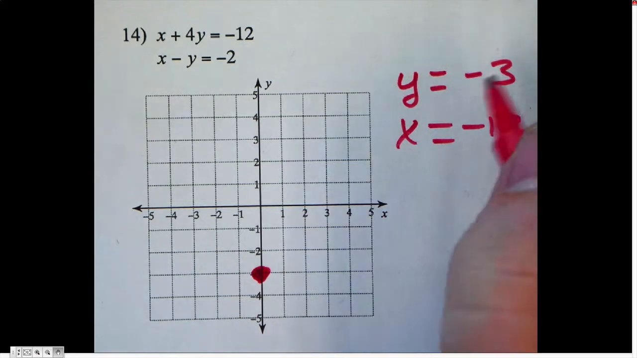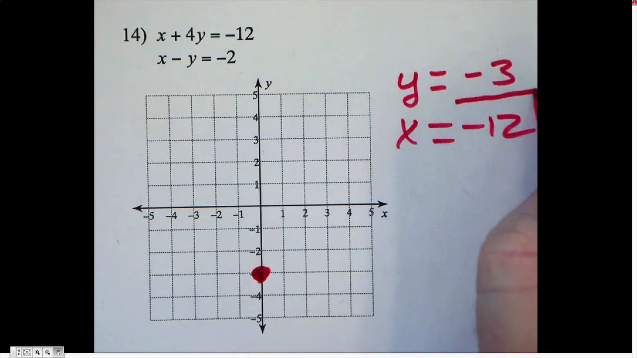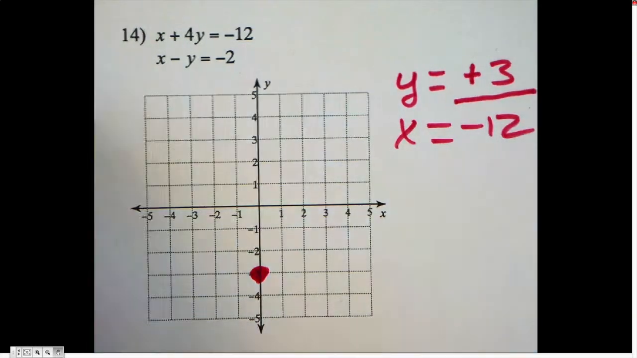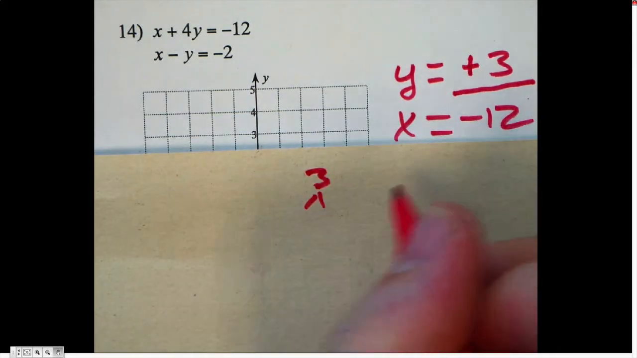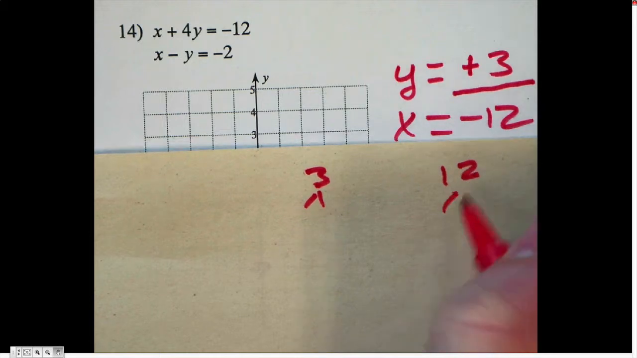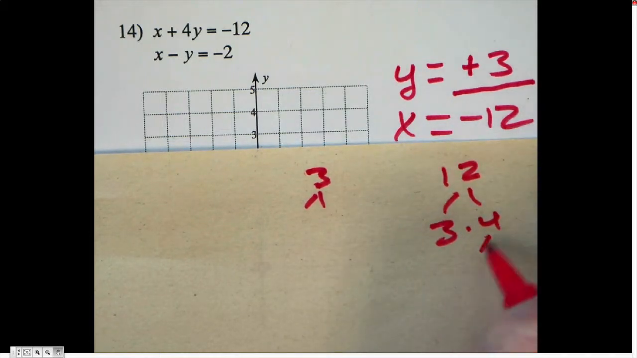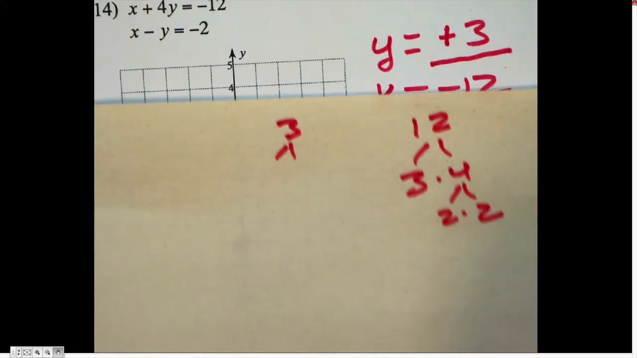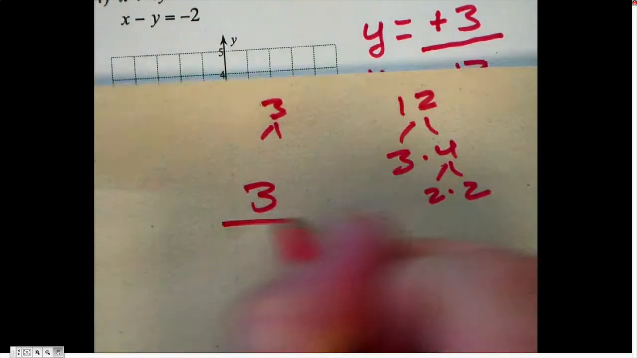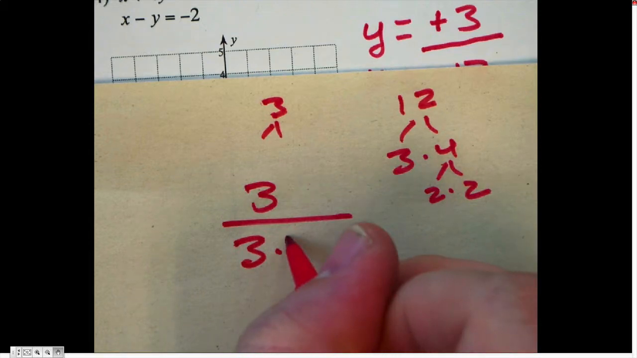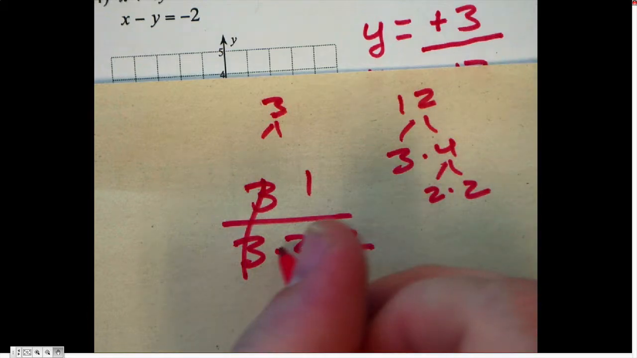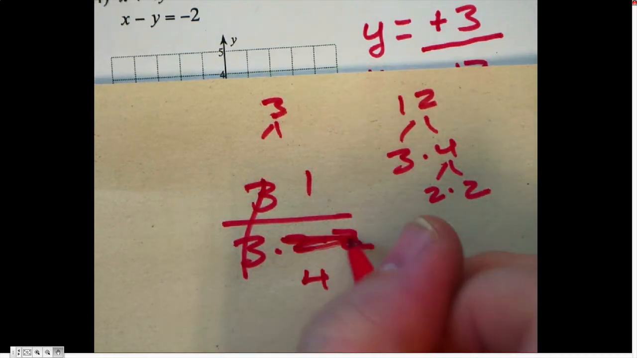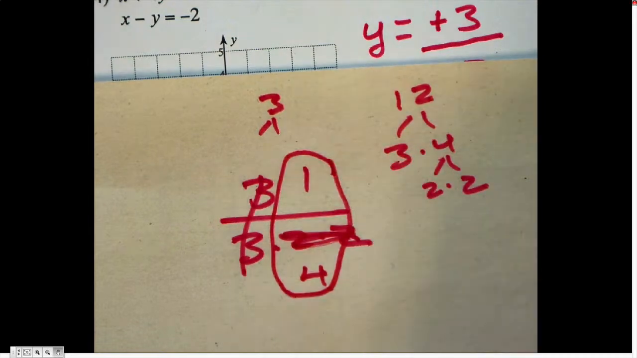Now I just need to find the slope. To find the slope, just draw the line, change the sign of the x, and I have 3 over 12. Let's factor 3 over 12, or simplify it. 3 is a prime number, so that doesn't change. 12 is 3 times 4, which is 2 times 2. So our numerator is 3. Our denominator is 3 times 2 times 2. The 3's cancel out, giving us just a 1 up here, and then 2 times 2 is 4. So 1/4 is our slope, simplified down.